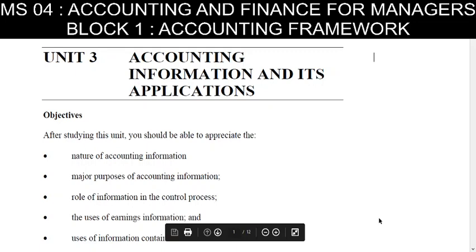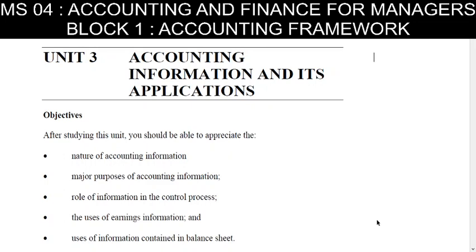Hello and welcome to video lectures on IGNOU MBA. This is course number 4, Accounting and Finance for Managers. In this course, at present we are seeing unit number 3 in block number 1. Unit 3, Accounting Information and its Applications.